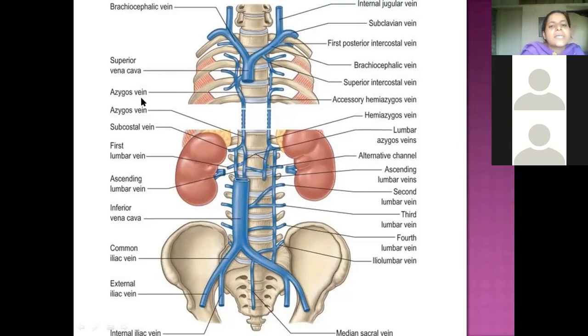We call it as azygos. Now, when you see on the left side, the upper half you call as accessory hemiazygos, the lower half you call as hemiazygos. So, whether it is azygos or hemiazygos, directly or indirectly, the blood is finally coming to the superior vena cava. Okay, so how is this azygos vein formed now?